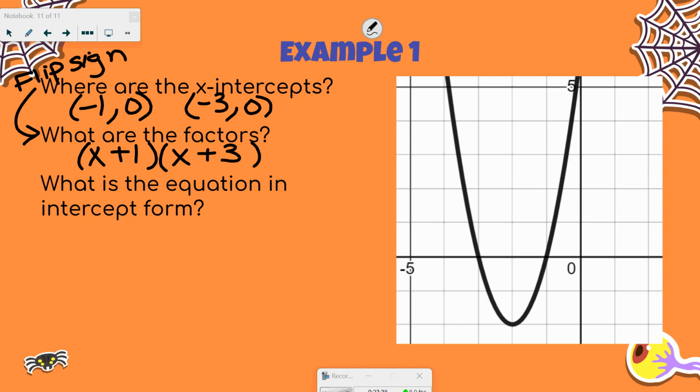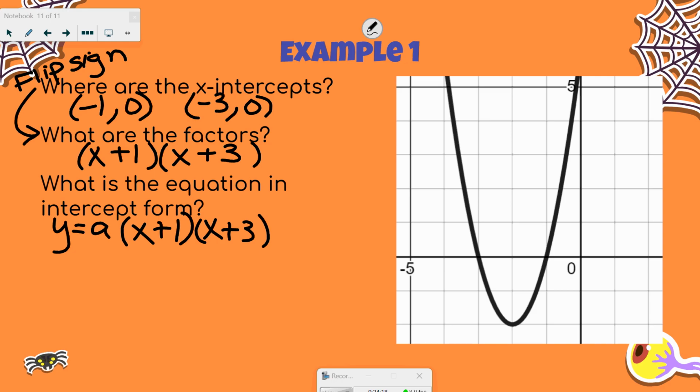So what is that equation in intercept form? Just because I have the factors, does that mean I have the equation? No, because my equation in intercept form can also have what value? I have a big chunk of it for intercept form, but not quite my full equation, right? I still have what factor I could be missing. A is right. So there's an A value here that I need to solve for and find.